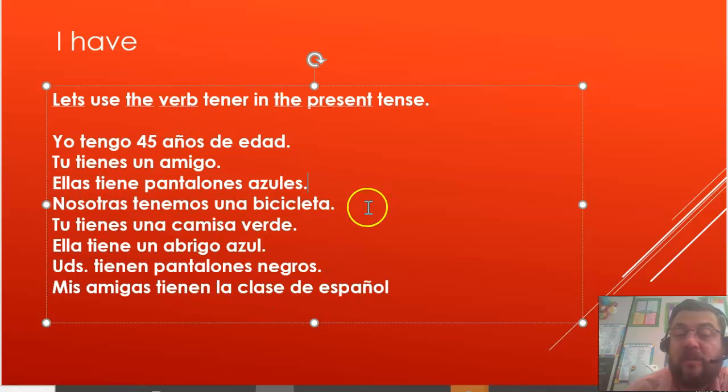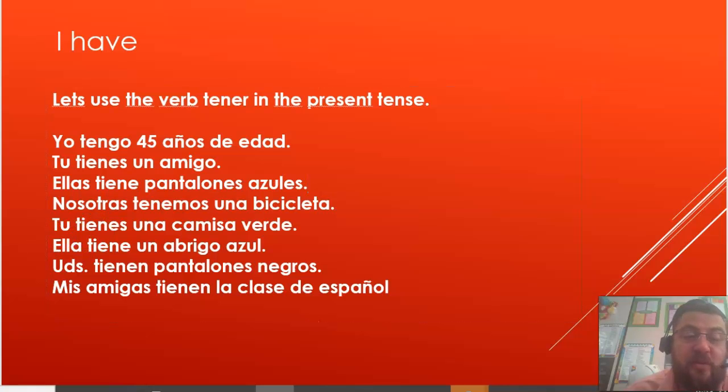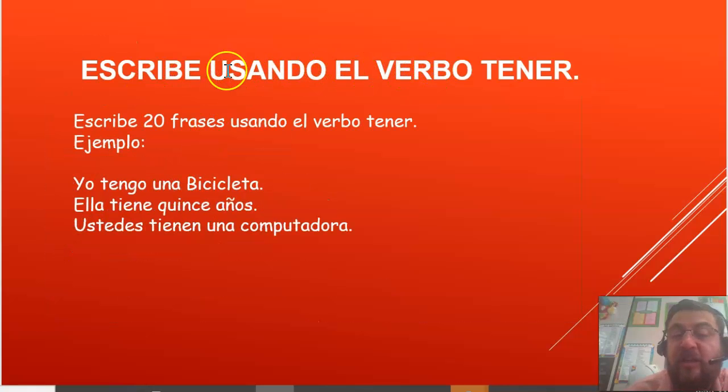So, we looked at those examples. Now working on your own. Escribe usando el verbo tener. Write using the verb tener, which is to have. So, escribe 20 frases usando el verbo tener. Write 20 phrases using the verb tener. Ejemplo. So, for example, yo tengo una bicicleta. I have a bicycle. Ella tiene 15 años. She has 15 years, so she's 15 years old. Ustedes tienen una computadora. You have a computer. First letter for your DOL today is T, lowercase t.